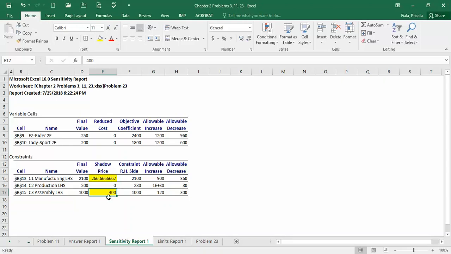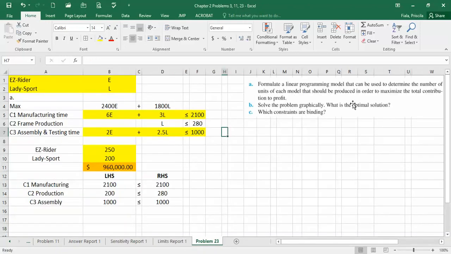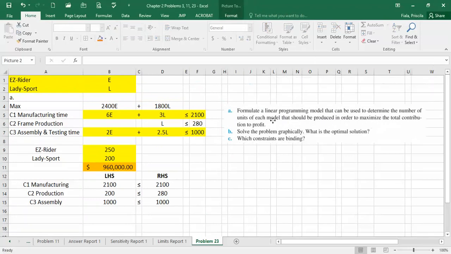That means if we do modify these values, everything else is going to modify. Not for this one here, and it tells you how much you actually could increase as much as you want and only allow an 80 decrease without modifying your optimal solution. So as we have answered before, then when we solve, we know the optimal solution. And the last, you're going to answer that the constraints binding are either constraint 1 and 3, or you can say manufacturing and the assembly and testing time are binding, or whatever you prefer. And that would be the end of problem 23.